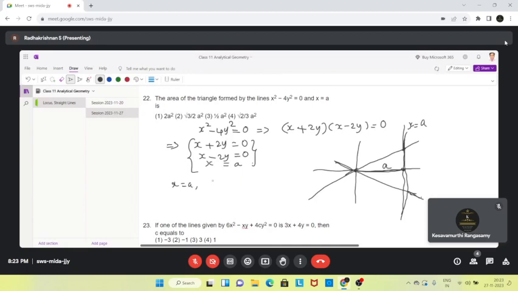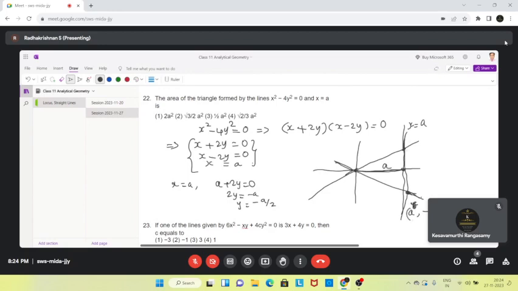And x equal to a, we substitute in the first line, x plus 2y equal to 0, we get a plus 2y equal to 0, or 2y equal to minus a, or y equal to minus a by 2. So this is the first line. So this point is... Sorry, this is a, right? So this is a, comma, minus a by 2.